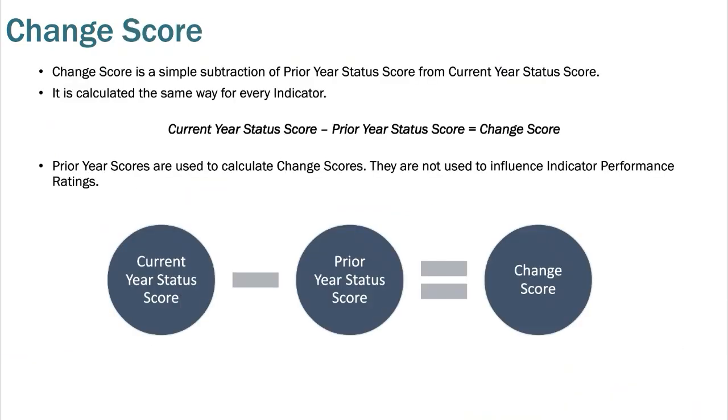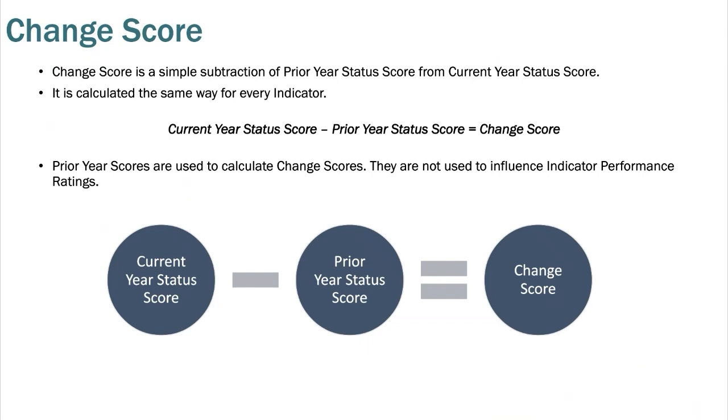The change score calculation is pretty basic. We just need to subtract prior year status score from current year status score. You can see the formula here on the screen shows that calculation. Current year status score minus prior year status score equals change score.